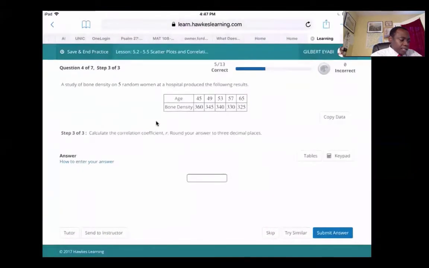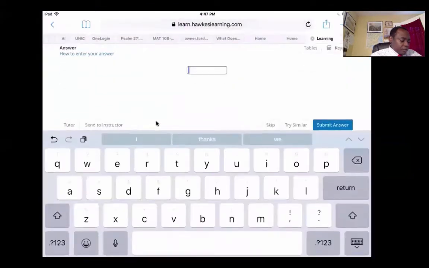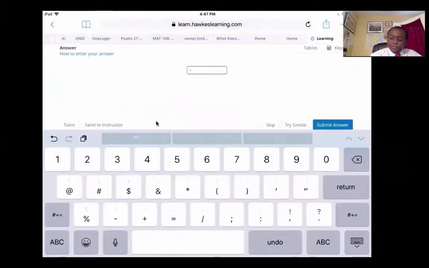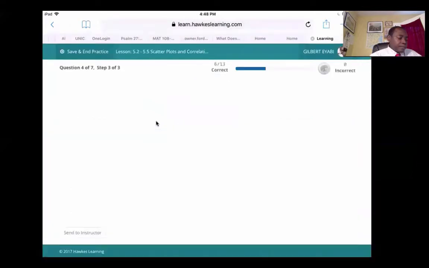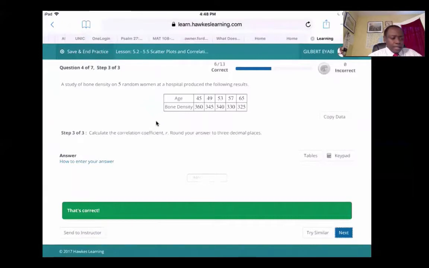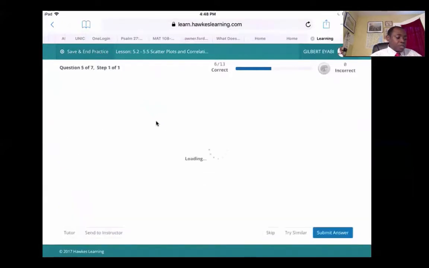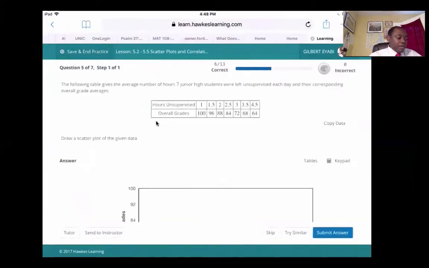Hawks requires, again, 3 decimal places. So that would be negative 0.949. Okay, very good. And that is our answer. And the next question would be the exact same thing over and over again. Do the scatter plot, find the correlation coefficient. Okay, so that is it about the first part of chapter 5 using MathStudio.